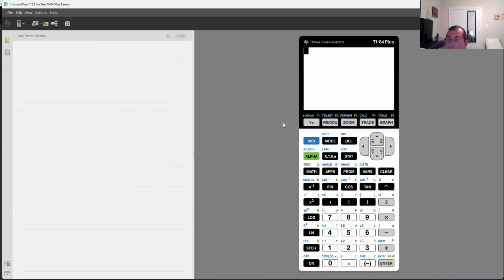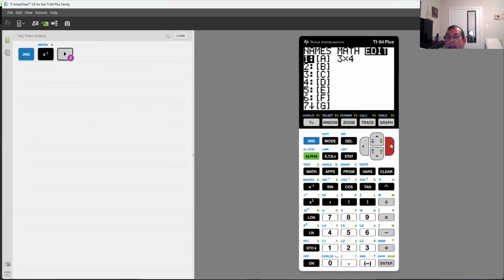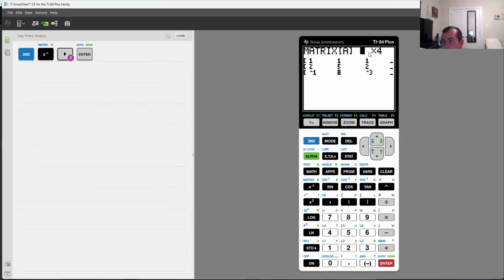All right, so we said we're going to hit second x -1. That's on the left side. Second x -1 for our matrix stuff. We're going to arrow right and get on edit and hit enter. So the first thing up here where the 3 is, that's how many rows you had. So we still got 3 rows. So you hit enter on that. And we got 4 columns. Hit enter on that. So now we got to come in and put all 12 of these numbers in.